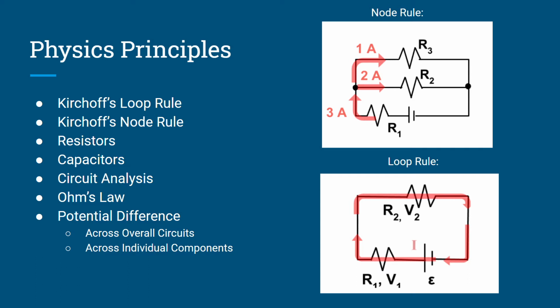In circuit analysis, we can combine the Kirchhoff rules and Ohm's law, and that allows us to create a system of linear equations that we can use to solve for the current, resistance, and voltage across different parts of the circuit. And so across overall circuits, the potential difference around an entire circuit is 0, as defined by the loop rule. And across individual components, we can find the potential difference using Ohm's law, which is that the potential difference is equal to the current times the resistance. And so all the circuits we used were in steady state, which means that the current flow is constant.